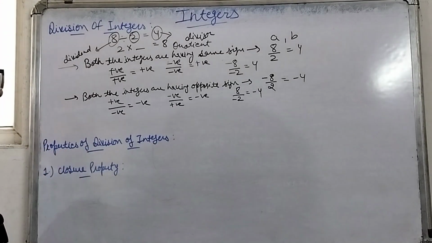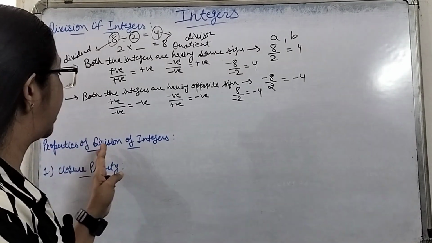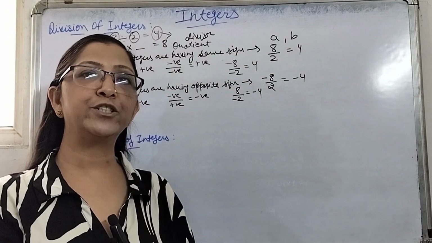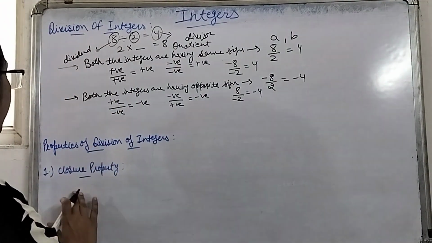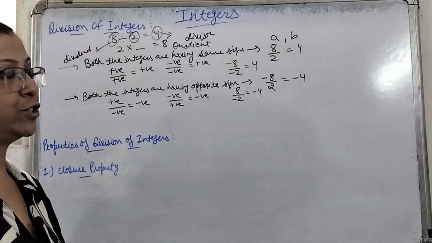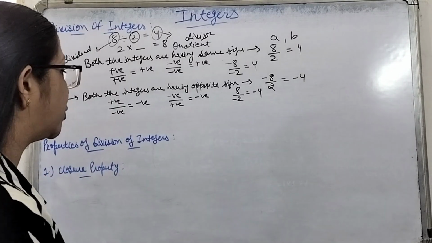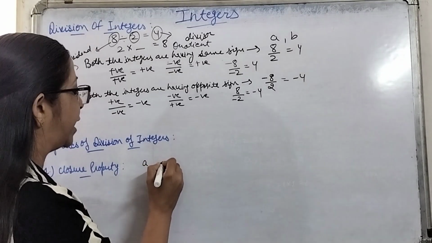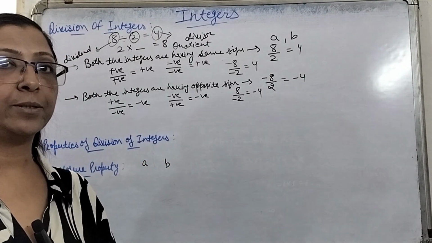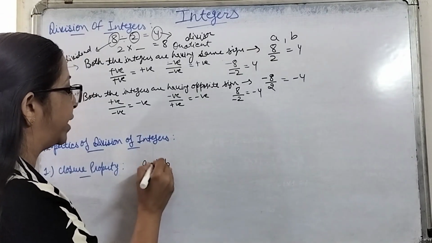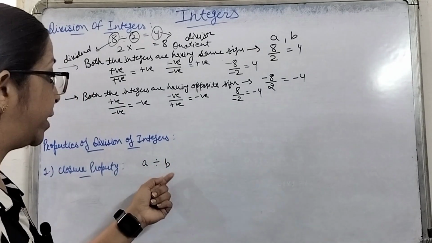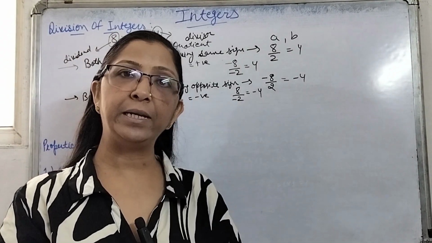Now let's see the properties of division of integers. Just as we have seen the properties of multiplication of integers, similarly we have properties of division of integers also. Let's look at the closure property. What does the closure property say? Suppose A and B are any two integers. If we divide these two integers, will the quotient be an integer?